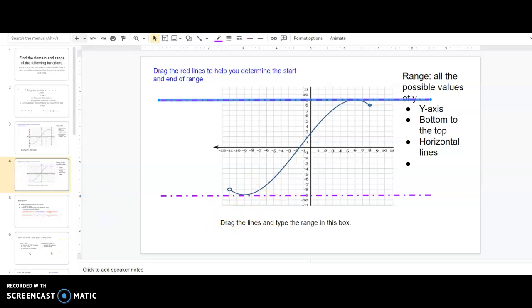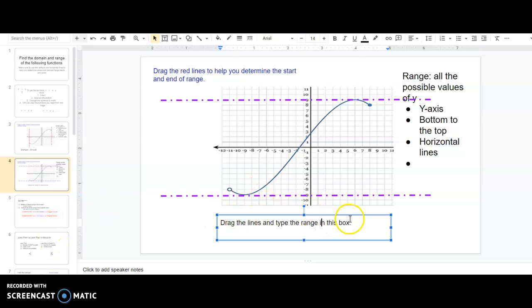All right. So now that we've determined what the lowest and the highest point is from bottom to top, we're going to write the range into the box. So we're going to have range. And again, we want to start with the smallest number. The smallest number is on the y-axis. We're looking at the y-axis. That's why I drew my horizontal line.